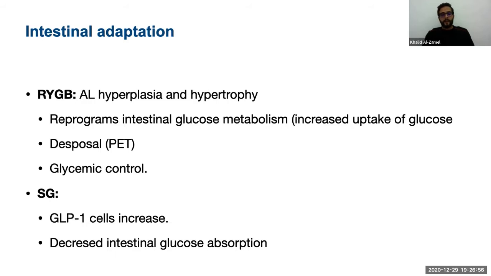And this will help in glycemic control, because the net result of this will be that the alimentary limb will be like a glucose disposal site, and this is proven by PET scan.